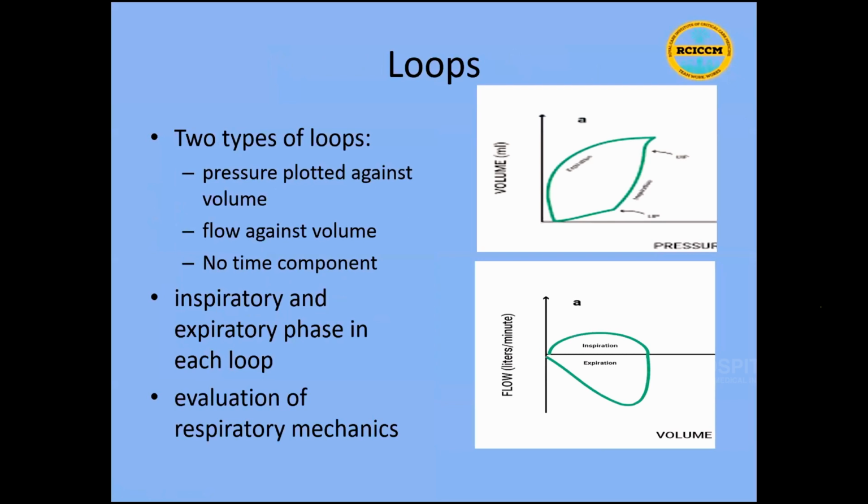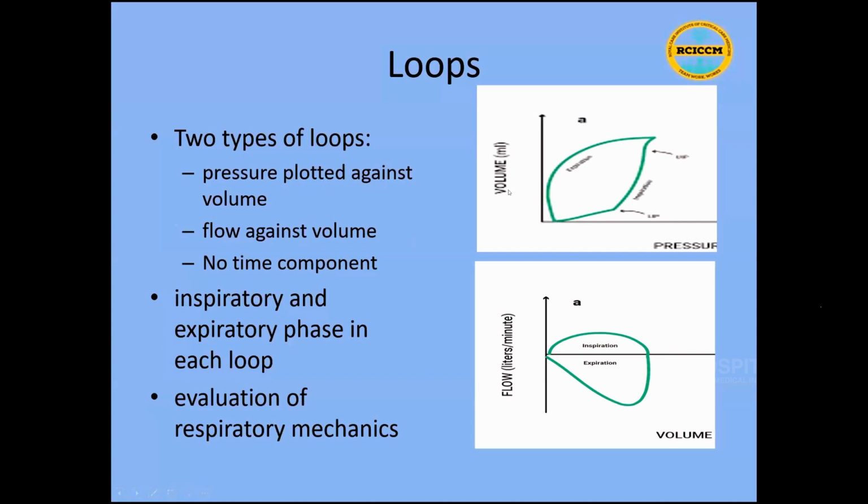How about loops? We have got two different types of loops. And straight away, let me highlight the fact that there is no time component in loops. Typically, the two different types of loops are pressure plotted against volume, and the other one is flow against volume. Again, in both these loops, there will be the inspiratory and the expiratory phase, looking at a single breath, and the parameters will very well evaluate the respiratory mechanics that is involved.